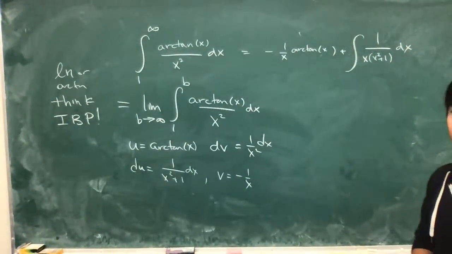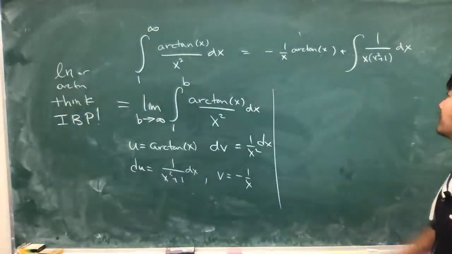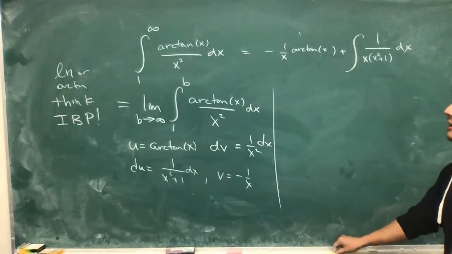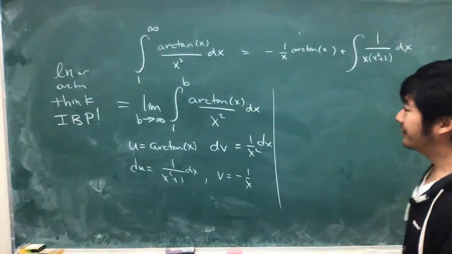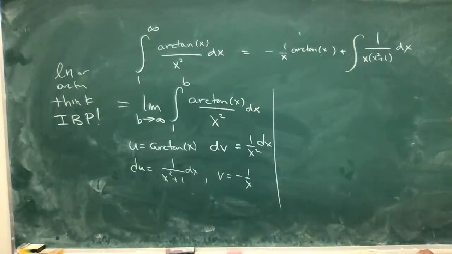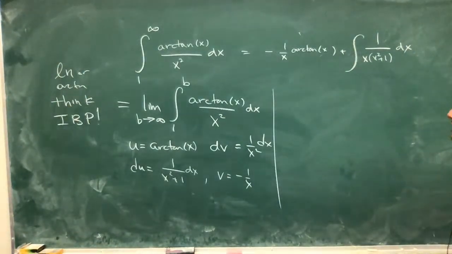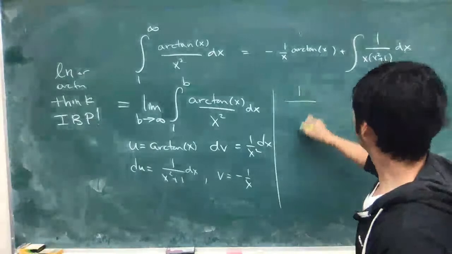Okay. So this limit's not that bad. We'll get to it later. We still have to integrate this. So for this one, it's going to be partial fractions. So let's split this up.